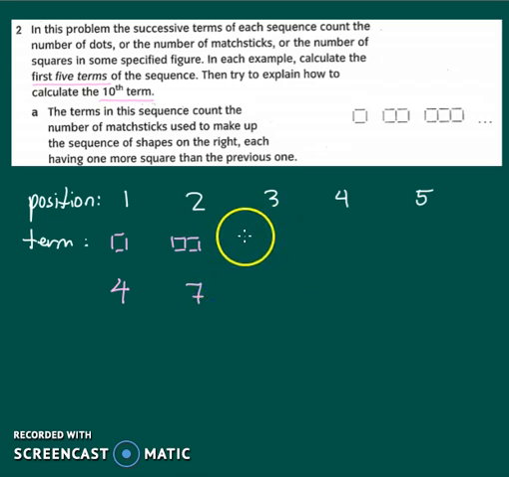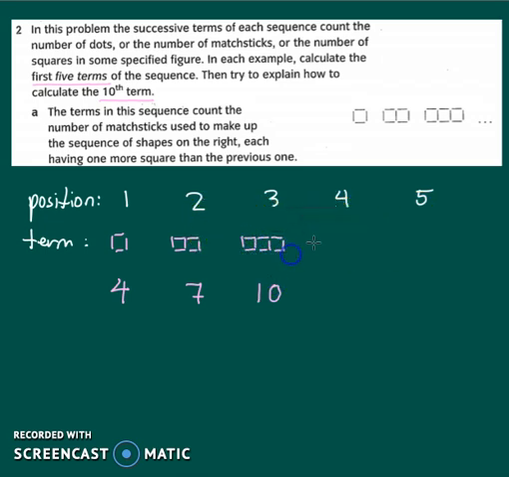In the third term, I'm just going to copy the second term over. And then we are once again going to add 3 more to end up with 3 squares. So how many matchsticks do we have now? Well, we had 7 in the second term. We added 3. So now we have 10.